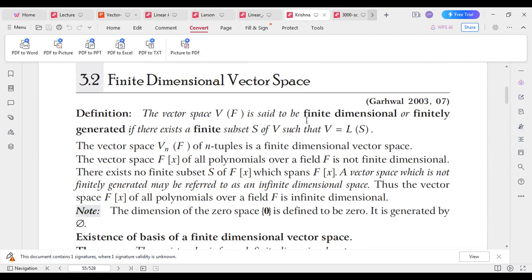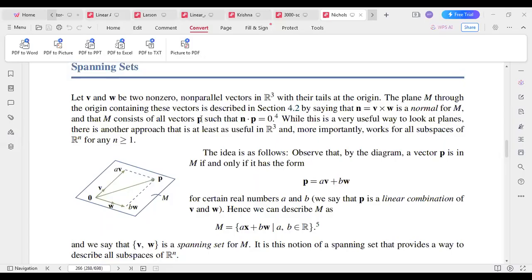The vector space B is said to be finite dimensional or finitely generated if there exists a finite subset S of B such that B is the linear span of S. Now we'll try to understand what is the spanning of sets, a span of sets.